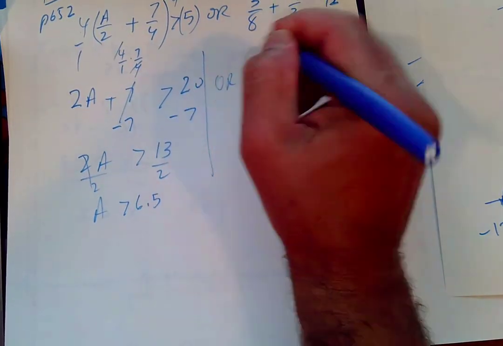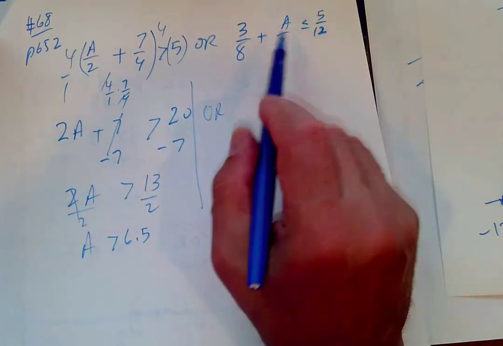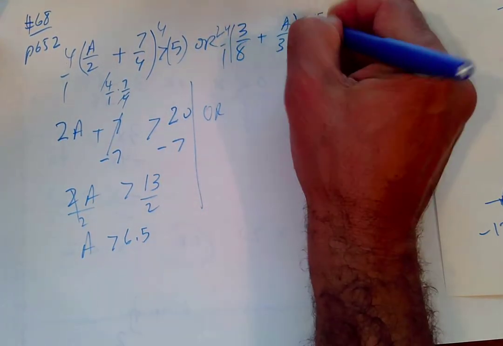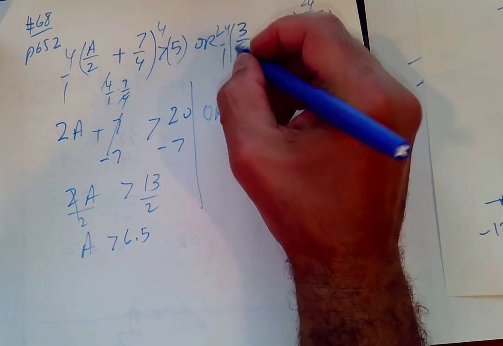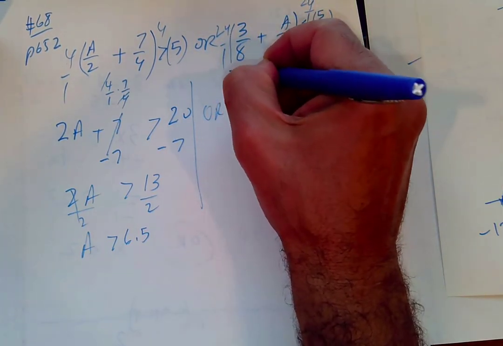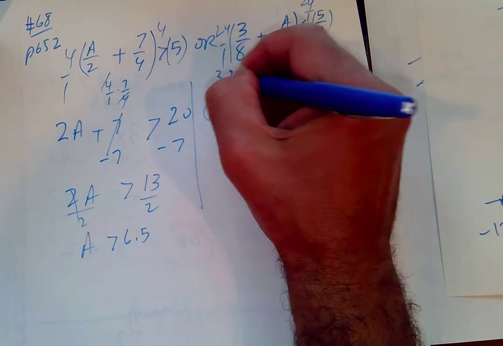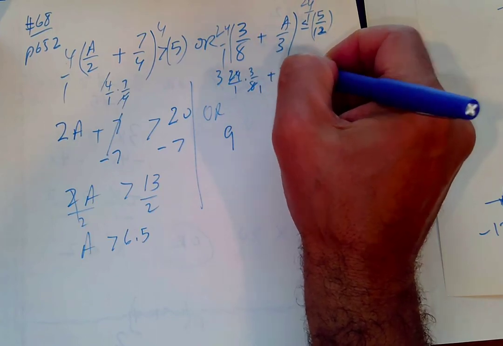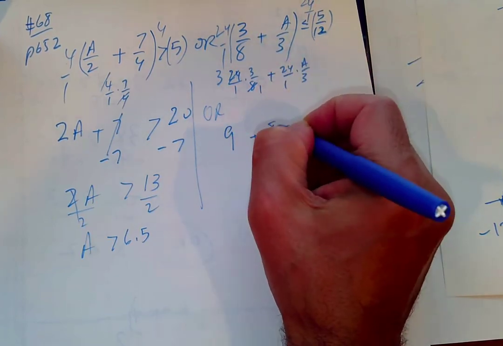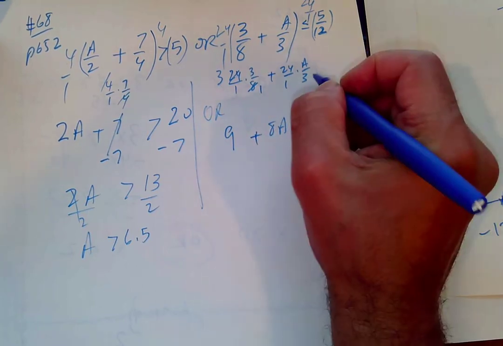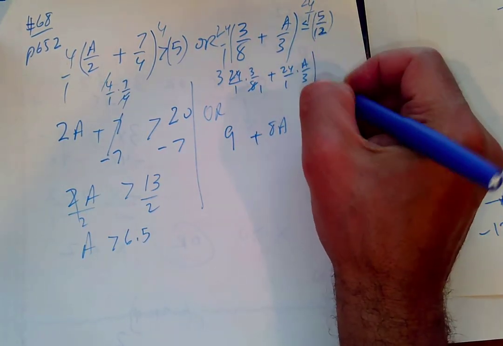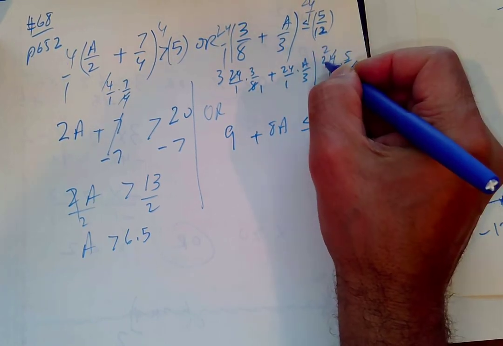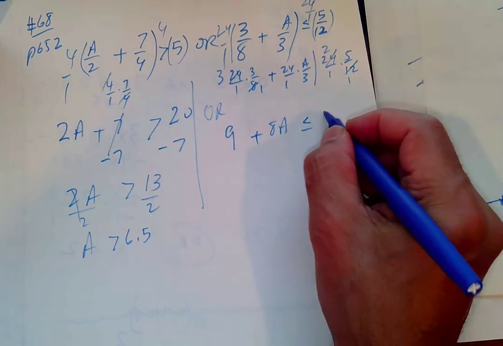If you look at the second one, we're going to multiply everything by the LCD. 12 is not good. 24. Multiply by 24. So 24 times 3/8: the 8 divides the 24 three times. 3 times 3 is 9. 24 times a/3 is 8a. And then 24 times 5/12. What's 24 times 5/12? It's 10, because the 12 divides the 24 two times. 2 times 5 is 10.